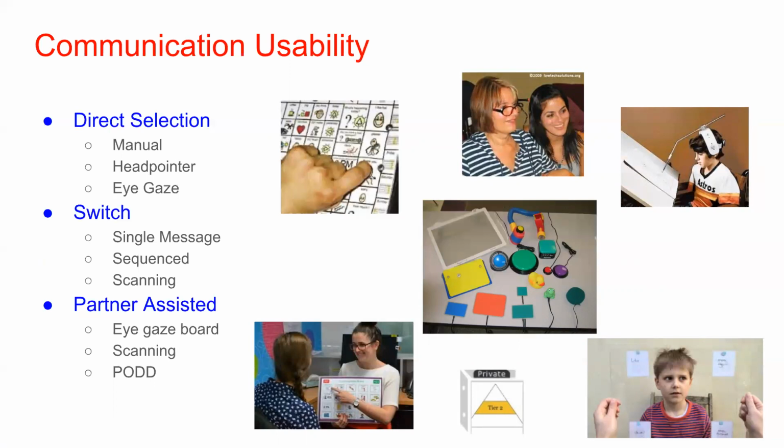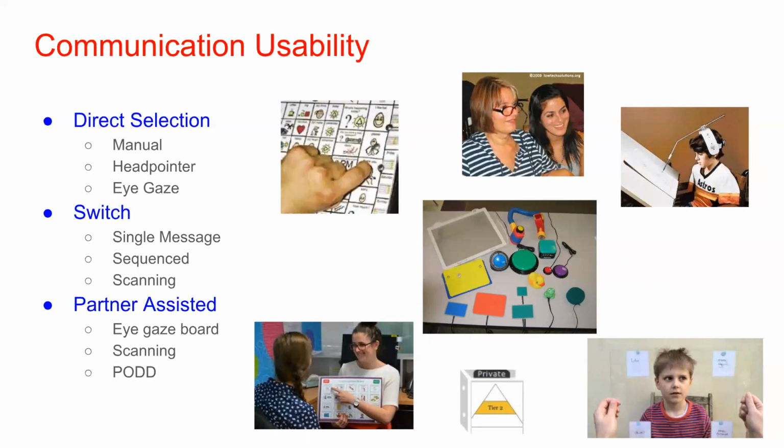However, once switches become sequenced messages or a scanning system is used, communication begins to slow down. It can still be independent, but the user needs to wait for the scanning process to select what they want to say. In partner-assisted communication, the student is obviously not communicating independently.